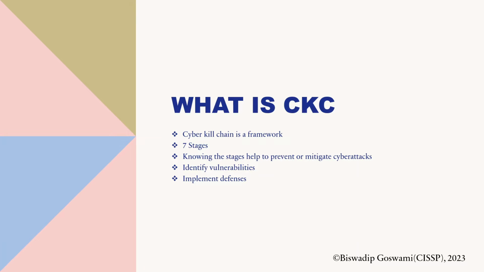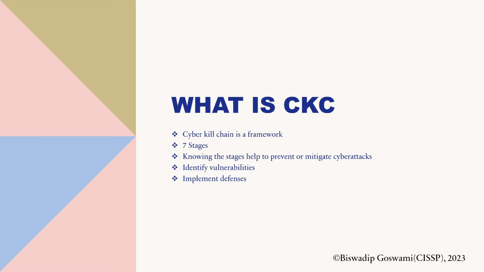Reconnaissance. This stage involves the attacker gathering information about the target, such as identifying vulnerabilities, network topologies, and user behavior. The attacker may use a variety of techniques, including social engineering, phishing, and scanning tools to gather this information. Weaponization stage. Once the attacker has identified a vulnerability, they develop and package a weapon, such as a malware payload, to exploit the vulnerability.